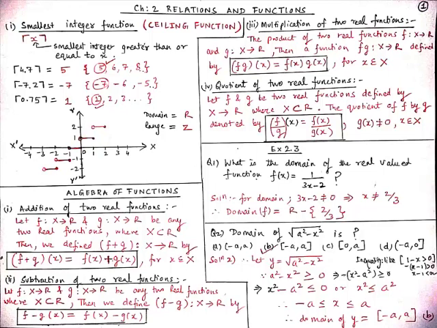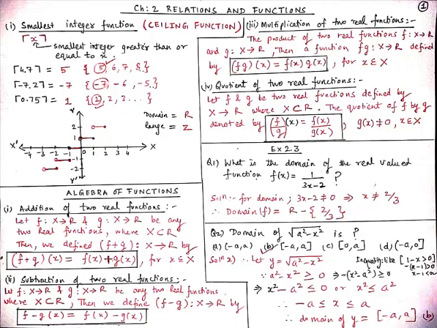And now our last operation, which is quotient, also known as division of two real functions. So here let f and g be two real functions defined from X to R, where X is a subset of R. Then the quotient of f by g is denoted by f upon g in bracket x, and this is equal to f(x) upon g(x). Here g(x) is not equal to 0 because if it is 0 then our function will become not defined. Here x belongs to capital X.